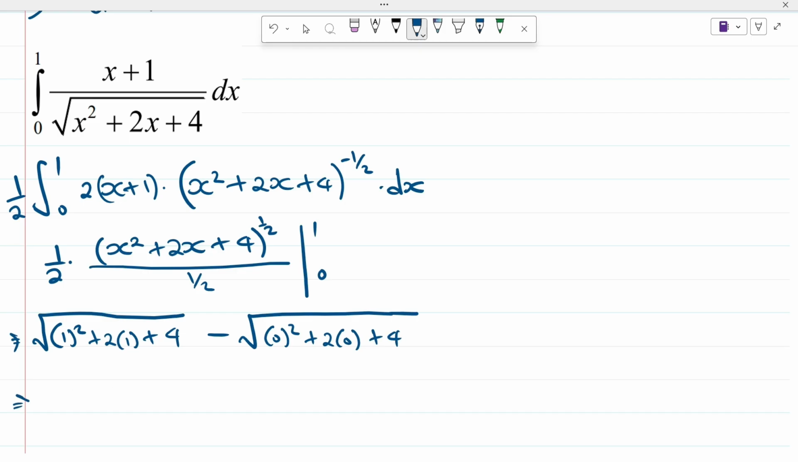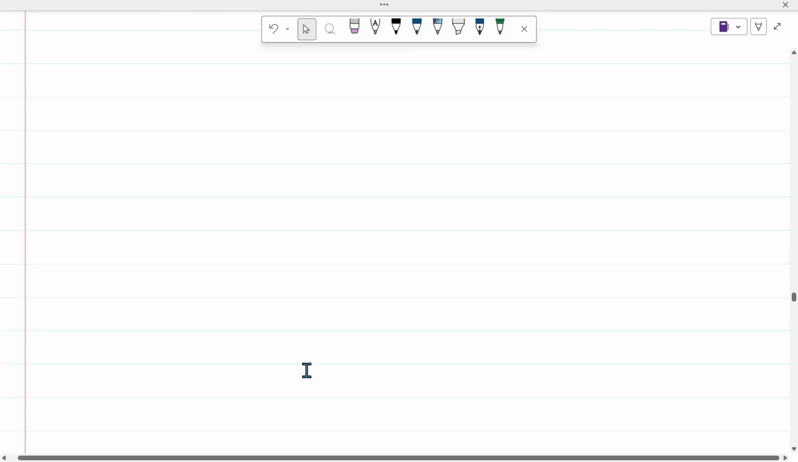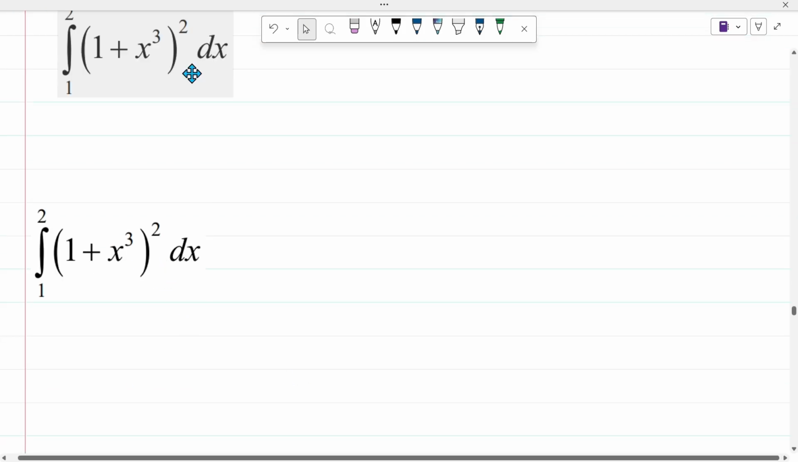Then from here, I need to punch it on my calculator. That's going to be the square root of 1 squared plus 2 into 1 plus 4, and then minus the square root of, that's just the square root of 4. Then I should be able to get something like 0.646. So this is supposed to be your answer for that question. I hope you got it there as well. Then from here, let's try to solve another question quickly.